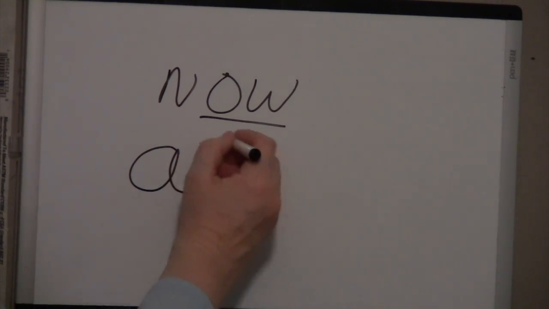The ow sound as in now, house, mouse. Start with the ah sound as in father. No dots after it. Plus the oo sound as in wood.